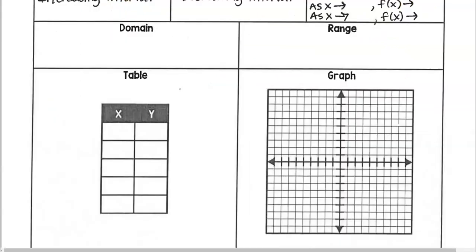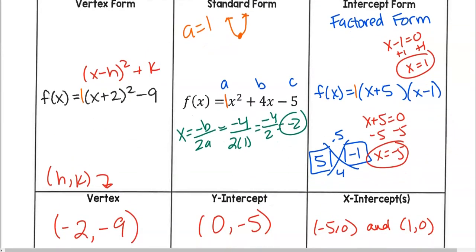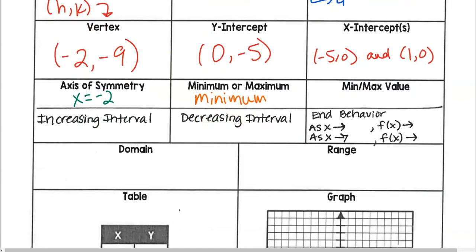And what is that minimum value? What is the lowest this goes? Yeah, this is -2, -9, right? So our lowest value is going to be the -9.